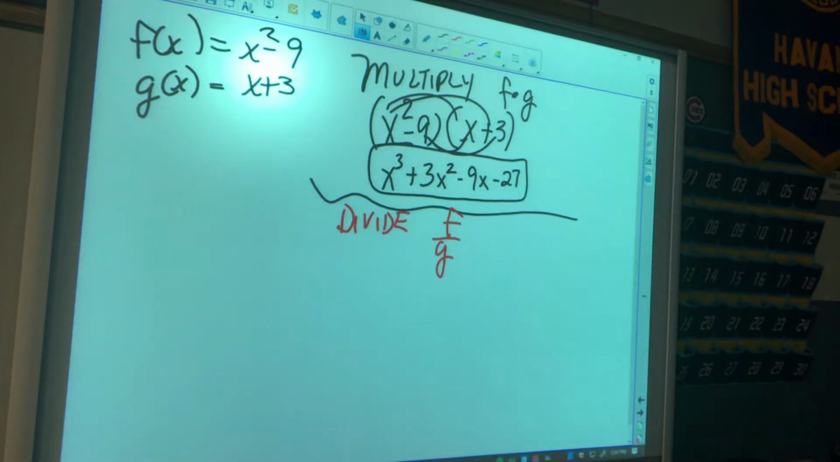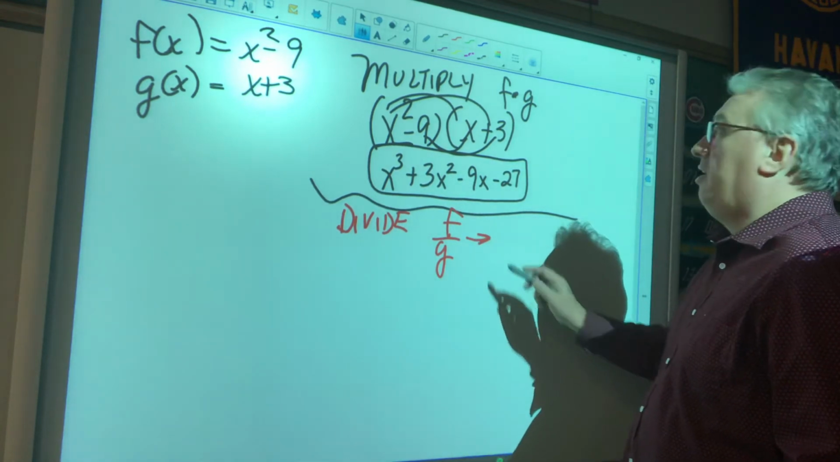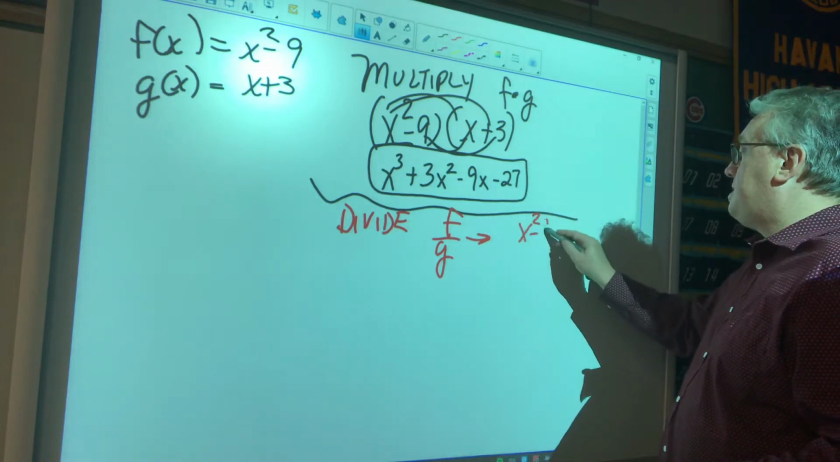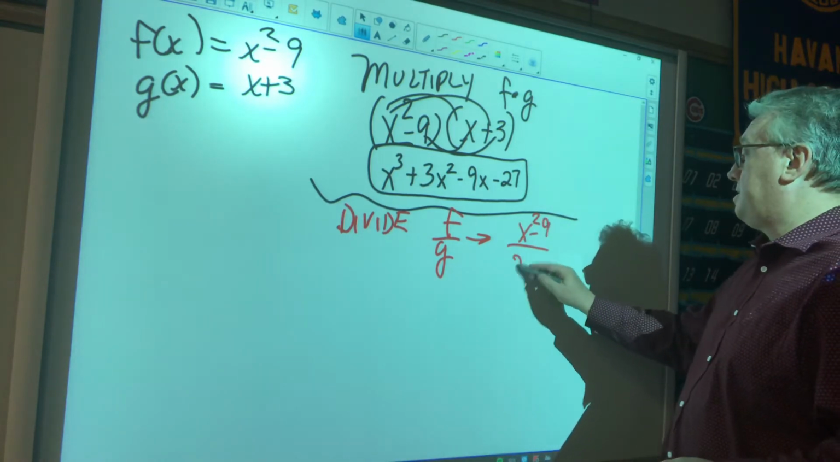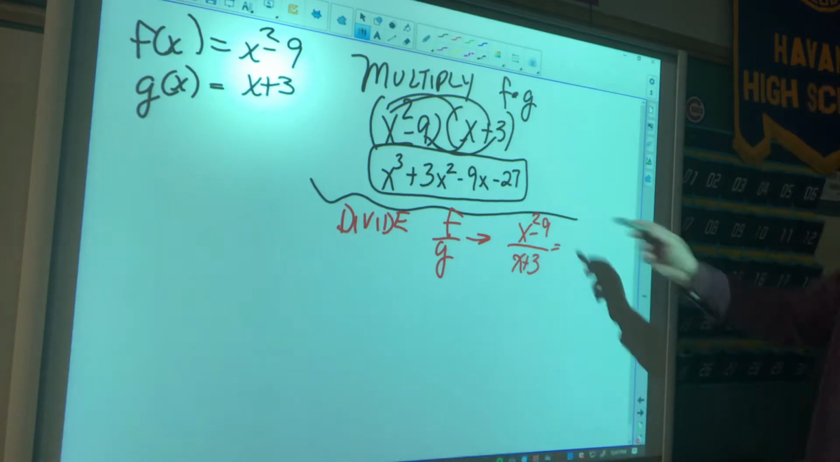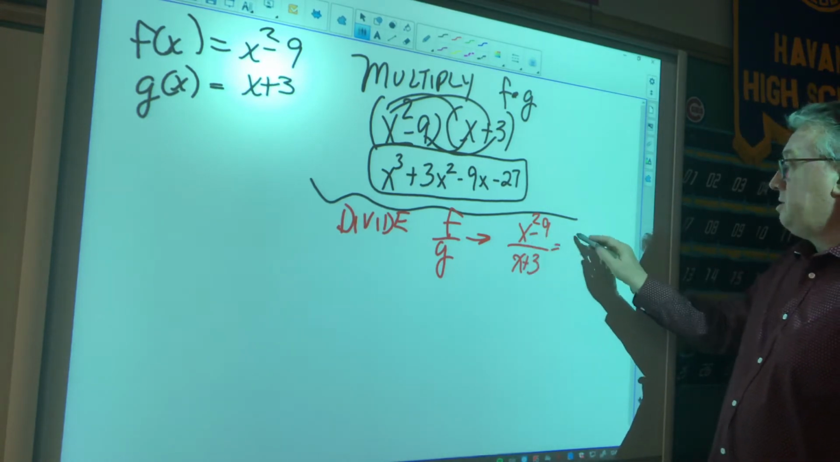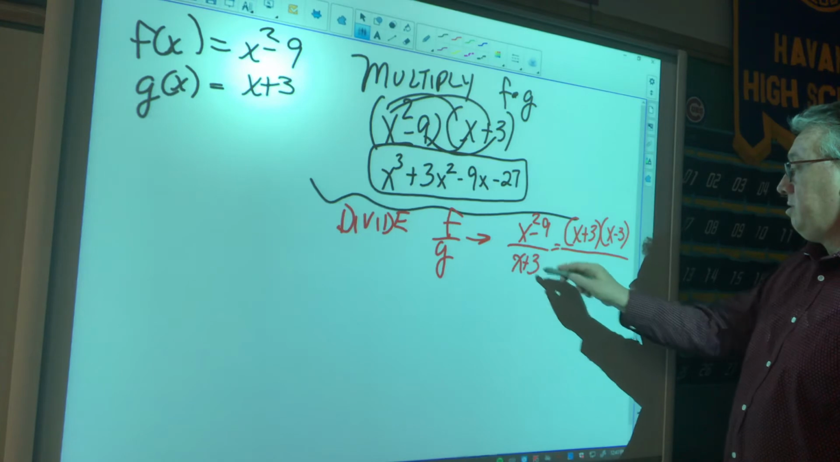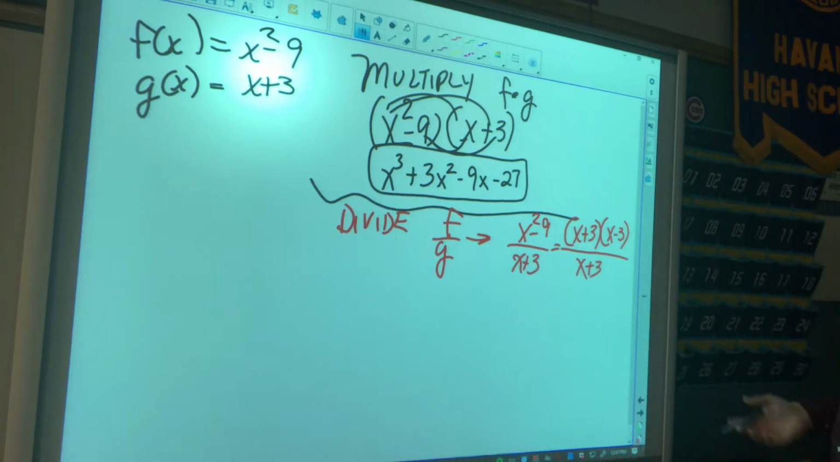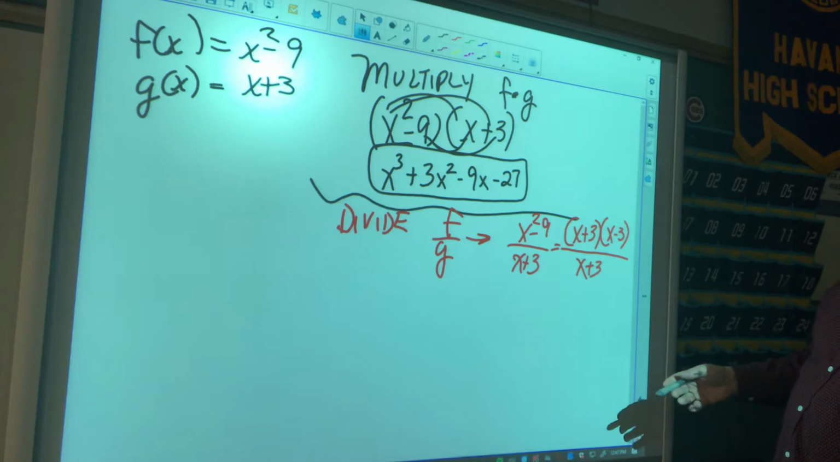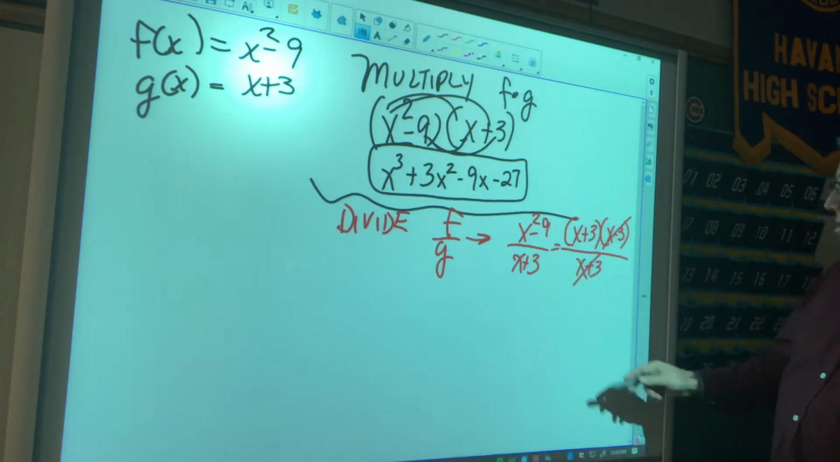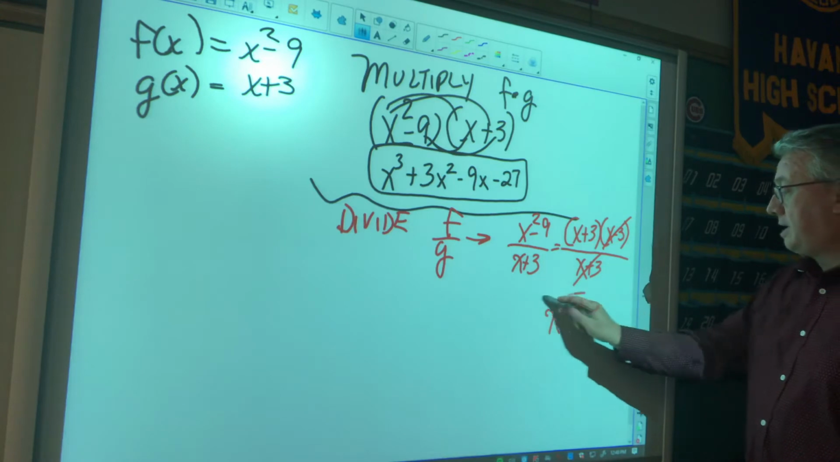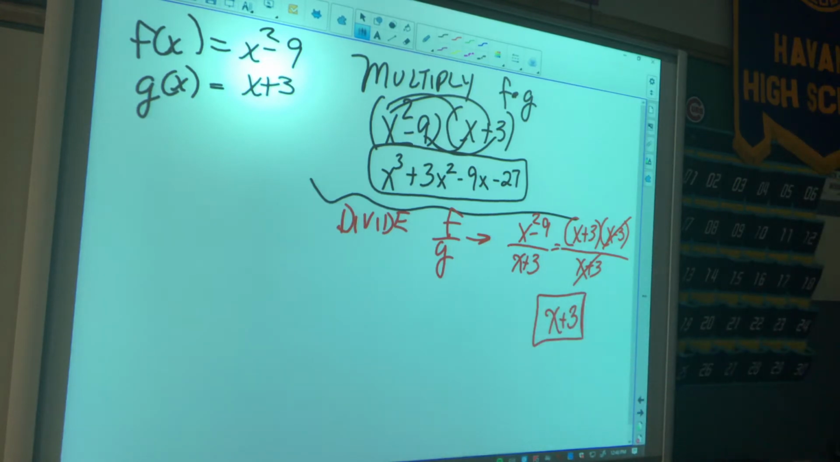Now here's the thing about dividing. When we're dividing, we want to factor anything that can be factored. So let's take a look. F of x, x squared minus 9, g of x, x plus 3. Well, the numerator factors, because it's a difference of two squares, to x plus 3, x minus 3, over x plus 3. Now, do we have anything we can simplify? Can we cancel anything out? Sure. We can simplify there and there. So we have x minus 3 is our answer.